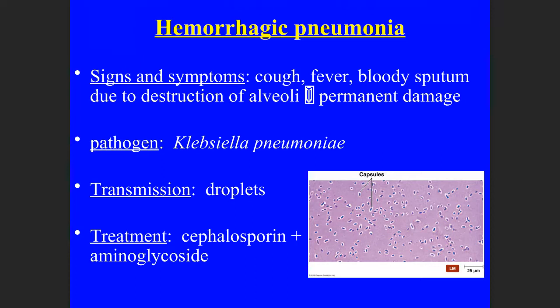Okay. So hemorrhagic pneumonia is caused by the bacteria Klebsiella pneumoniae. And the reason that this type of pneumonia is called hemorrhagic pneumonia is because not only does it cause pneumonia, but it can cause such destruction in the lungs that it leads to bleeding. Like these people, when they cough, they will actually cough up blood. So that's not a good thing. It's usually spread through droplet transmission. And one of the interesting things about this bacteria also is that it has a really nice capsule around it that protects it from phagocytosis.